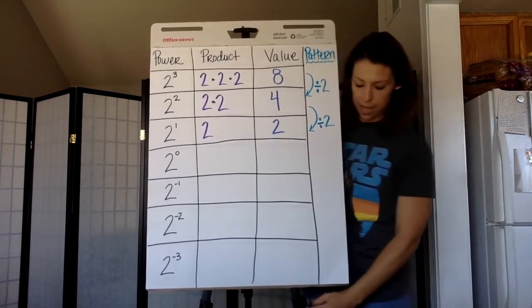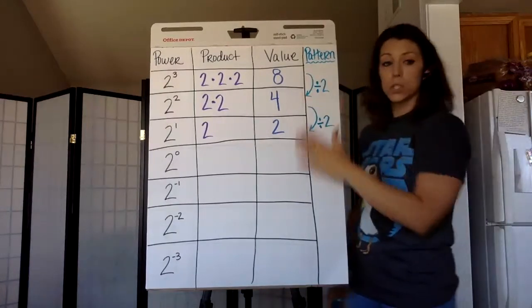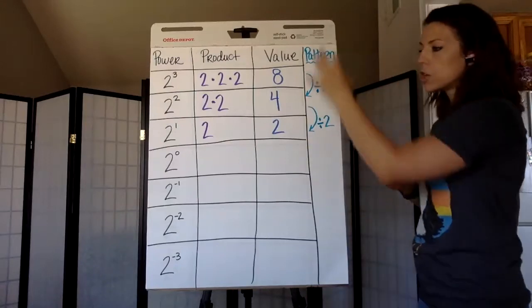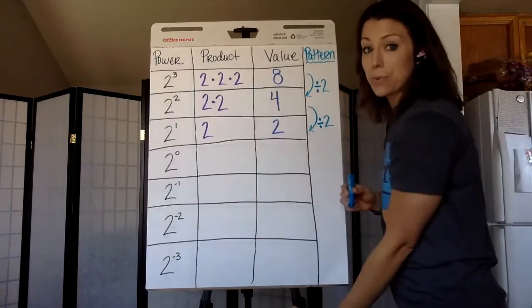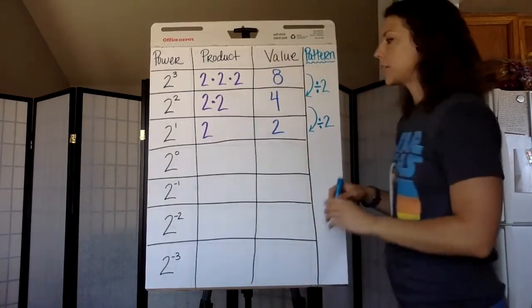That's exactly what you were thinking. Okay, so again, if this pattern continues, if it happens twice, it's going to happen again. So I'm going to use the pattern to fill in the rest of the table. In fact, I'm going to start kind of with the values and then work my way into the product.